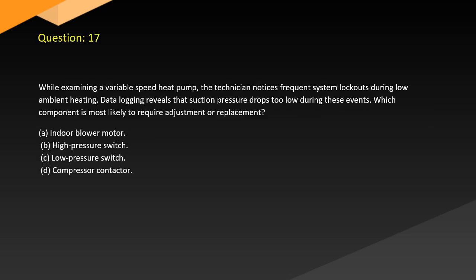Question 17. While examining a variable speed heat pump, the technician notices frequent system lockouts during low ambient heating. Data logging reveals that suction pressure drops too low during these events. Which component is most likely to require adjustment or replacement? A. Indoor blower motor. B. High pressure switch. C. Low pressure switch. D. Compressor contactor.